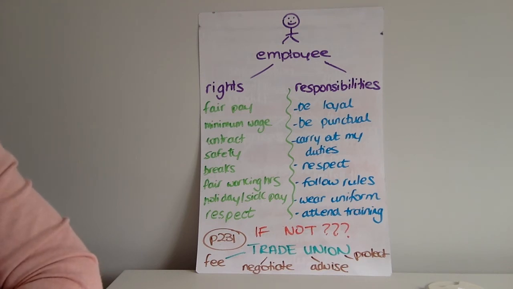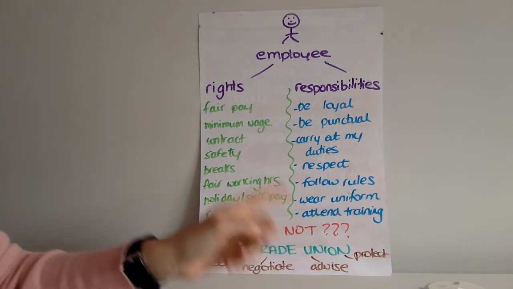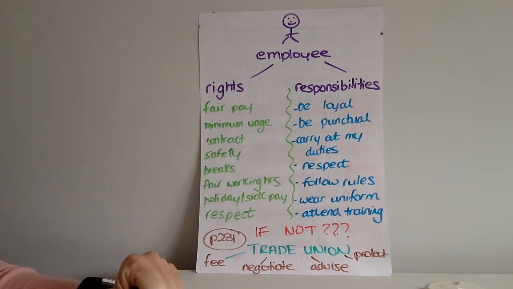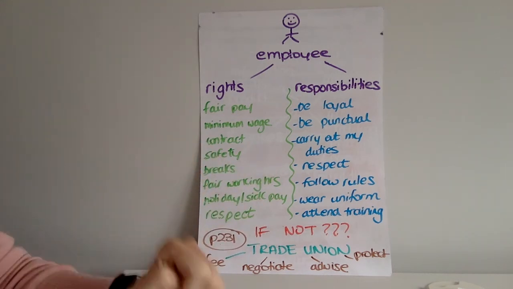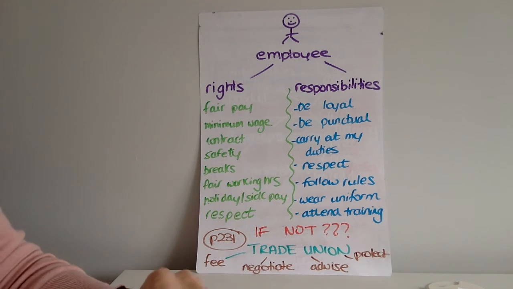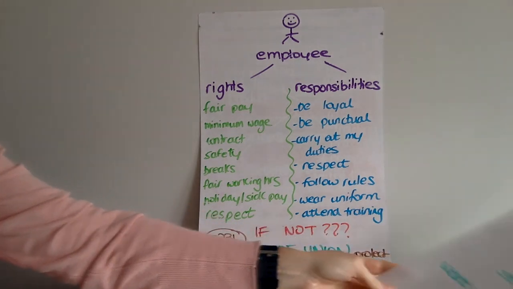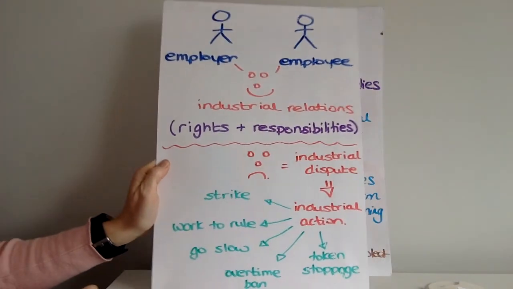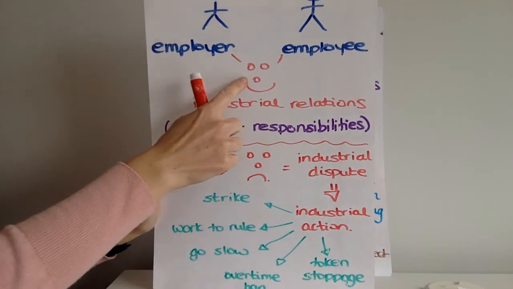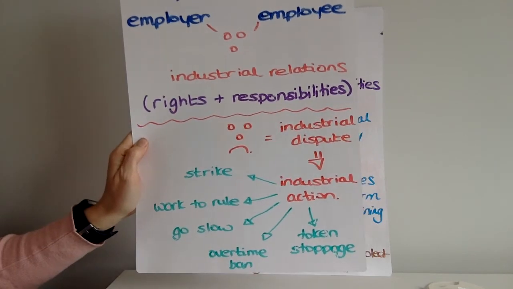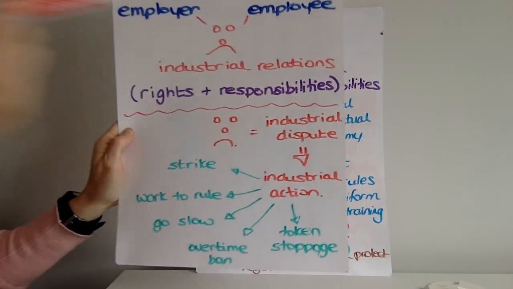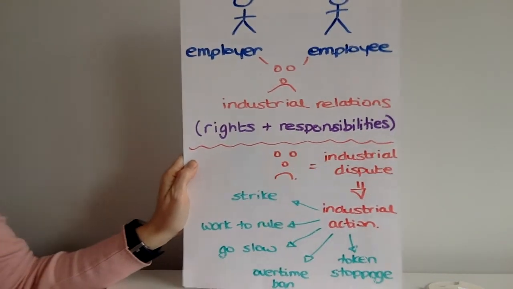And the next thing then that we're going to look at is, well, what if these rights are not being met? Okay, so what if I'm not being paid a fair wage? What if I'm being taken advantage of and being made to work much longer hours than I stated in my contract? Okay, and that's when this relationship might start to go a little bit bad, or turn a little bit sad.